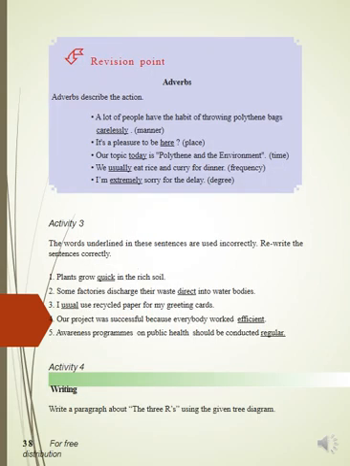Now activity 3. The words underlined in these sentences are used incorrectly. Rewrite the sentences correctly. They have given some revision points here on adverbs. You can refer to that and see the first one here. Plants grow quick in the rich soil. They have underlined quick here.